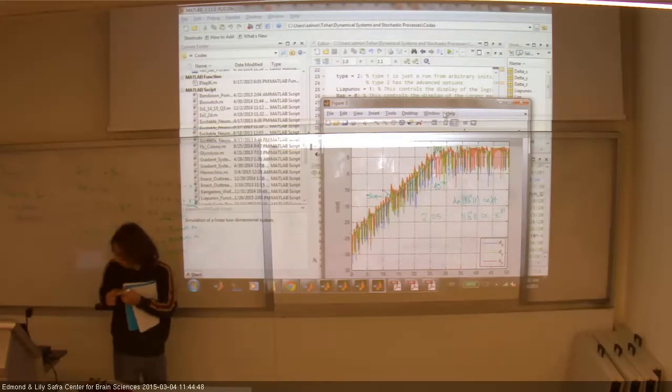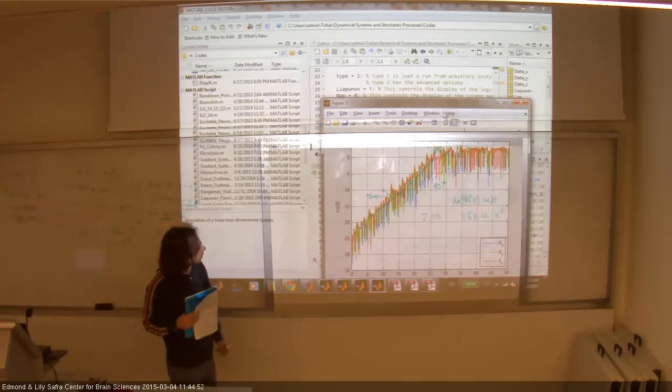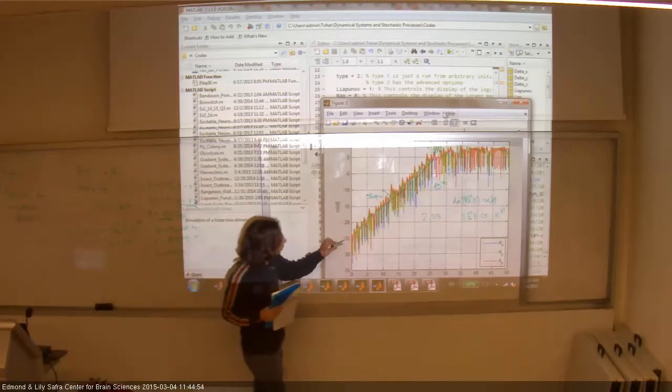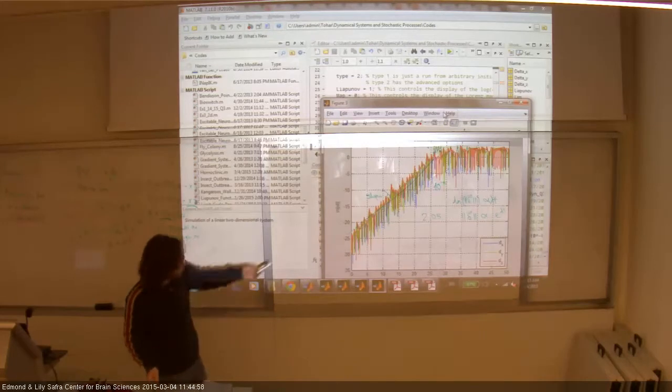Why is it that the behavior is essentially the same for every direction? Is that like a property of this particular system? In this system, yeah, it is.